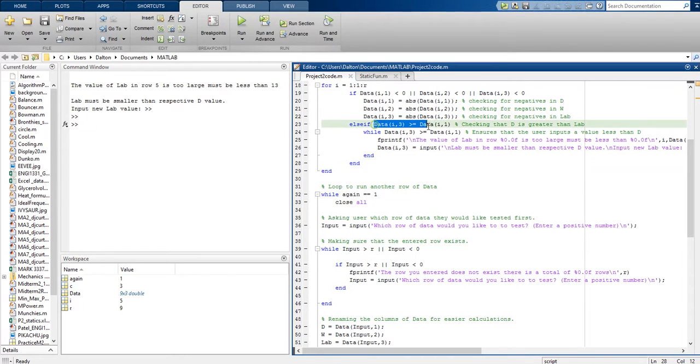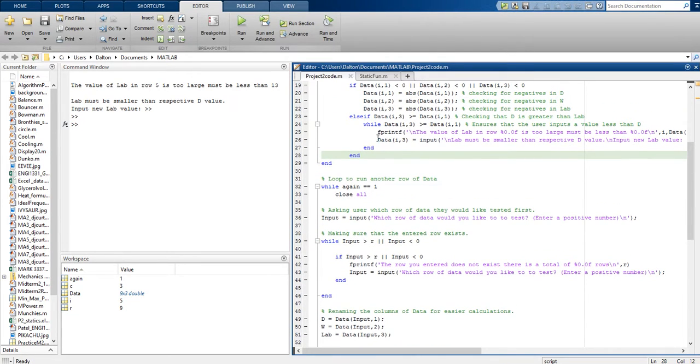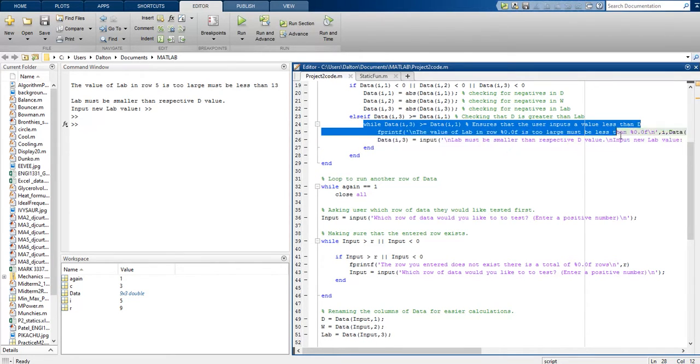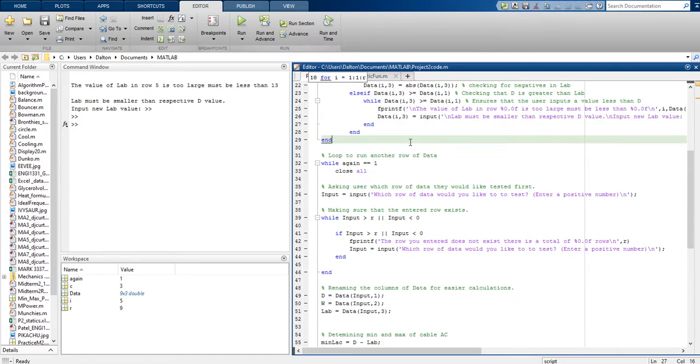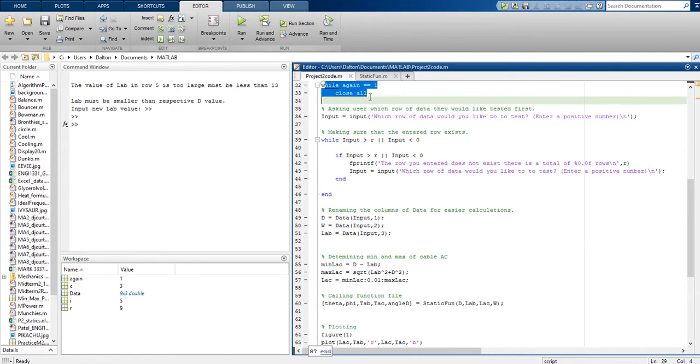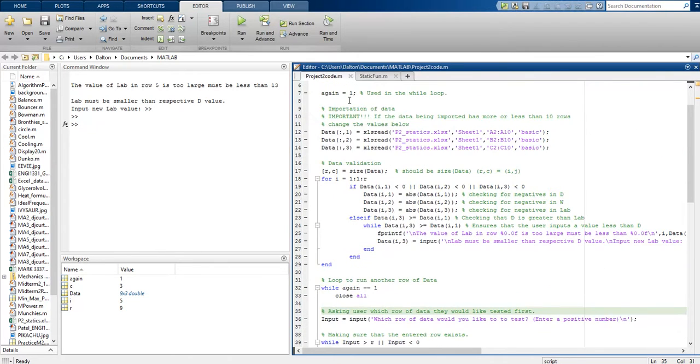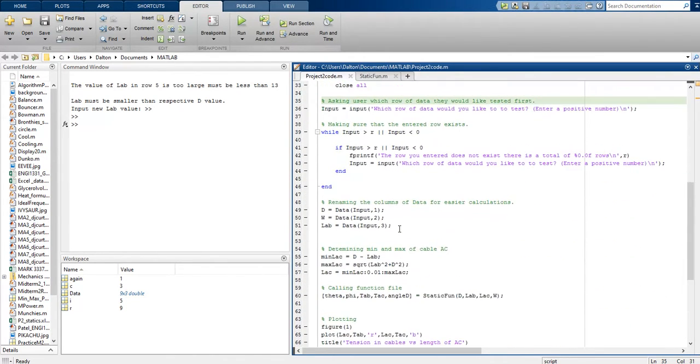Then here we are checking that the length of AB is less than the length of D. Here we are, if there is an error, in other words that the length of AB is greater than the length of D, then we have user input to change that. Here's again the while loop. That was where the again came from, up here.